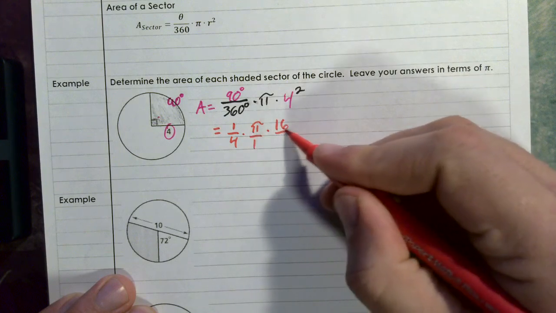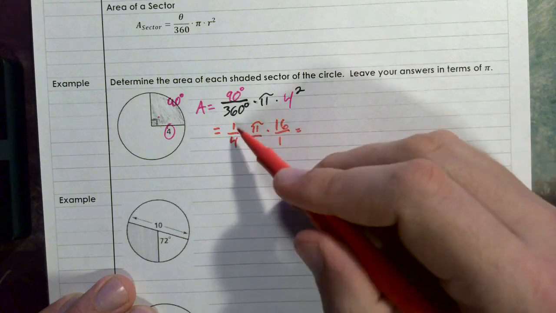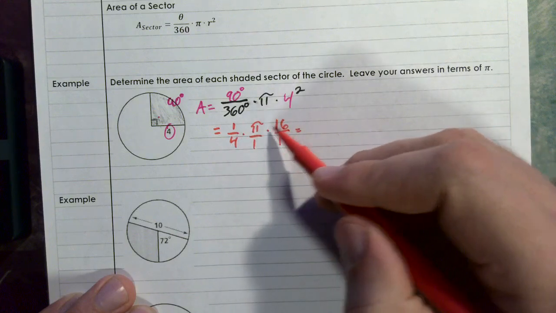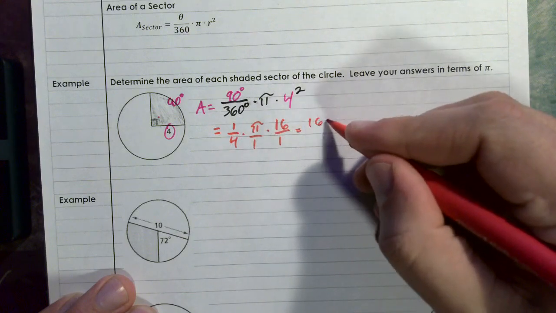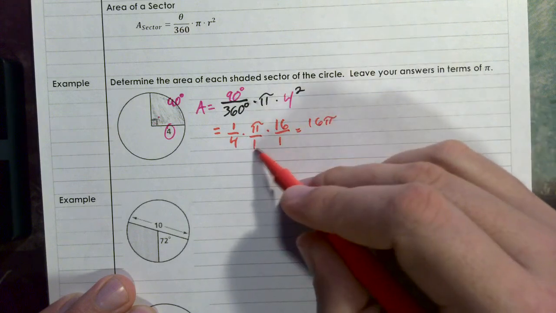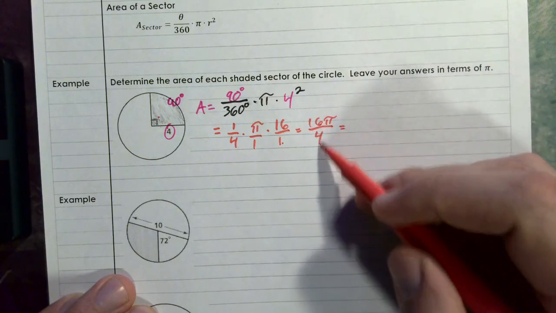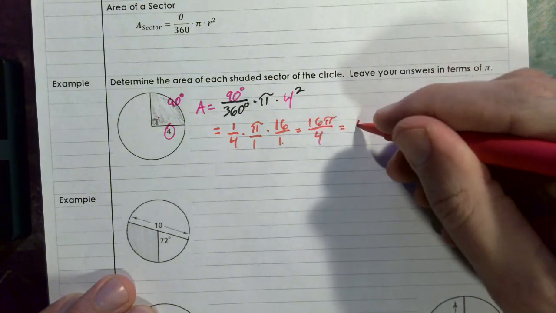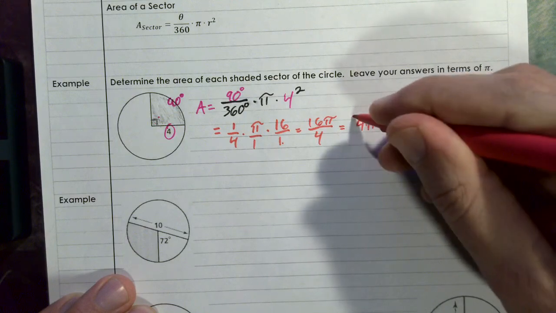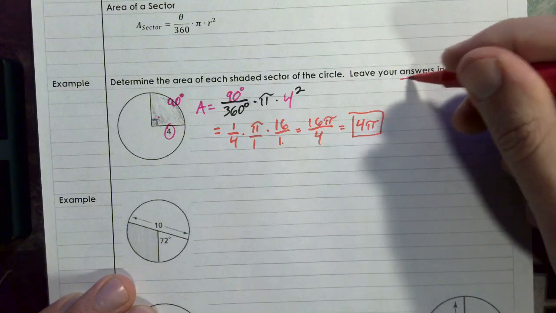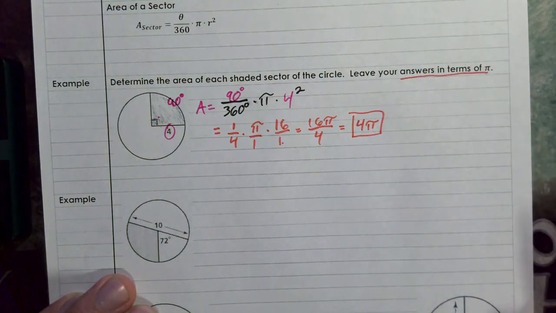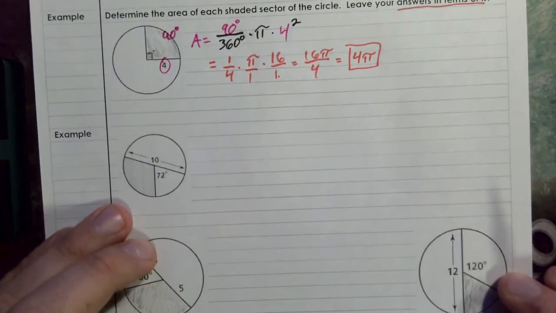So this is just a series of fractions, so we can multiply them all together. 1 times pi times 16, that's 16 pi. And 4 times 1, that is 4. And then 16 divided by 4 is just 4. And then we still have our pi. And they want us to leave our answers in terms of pi, so that's done.